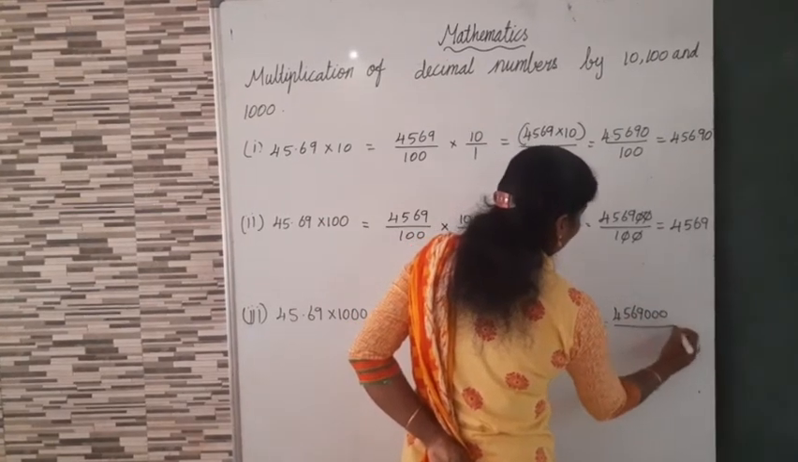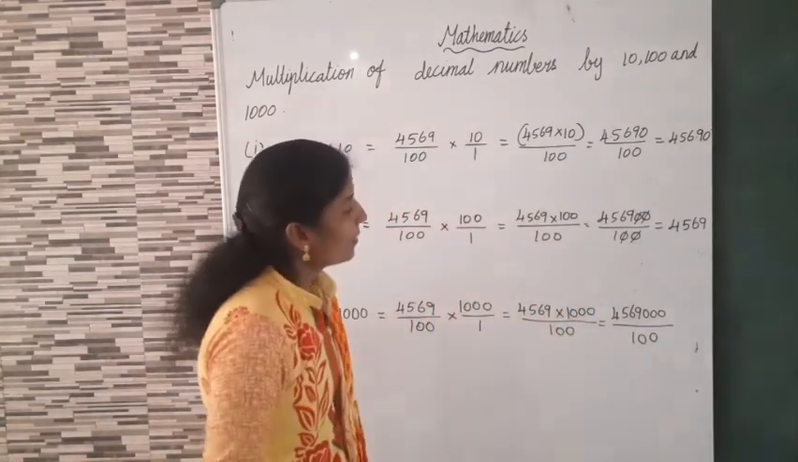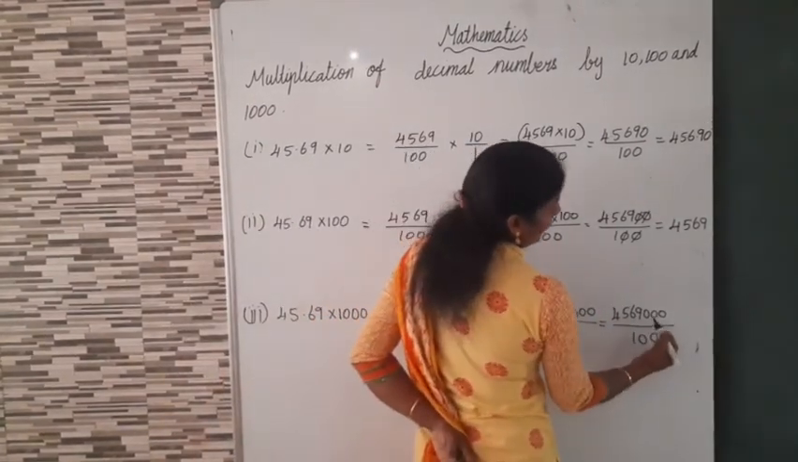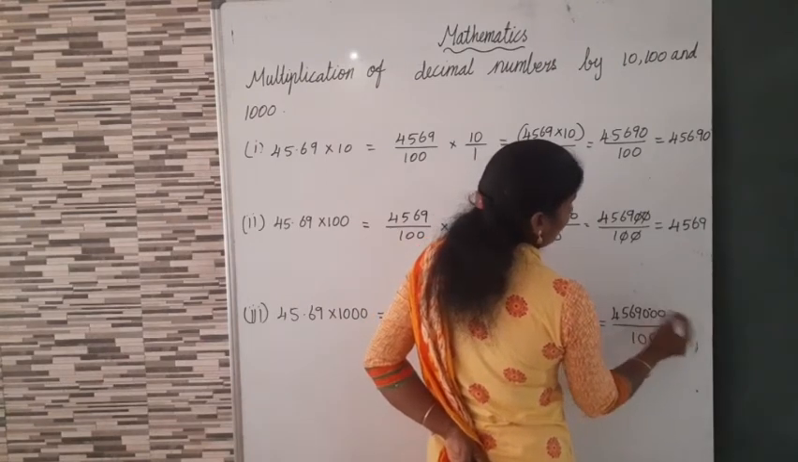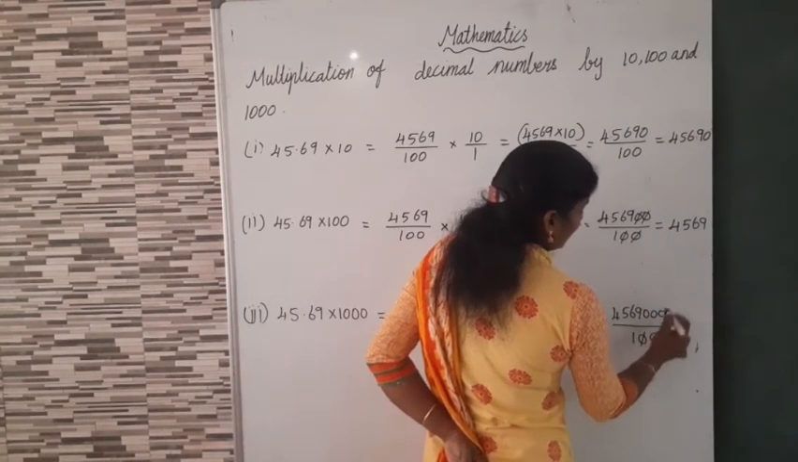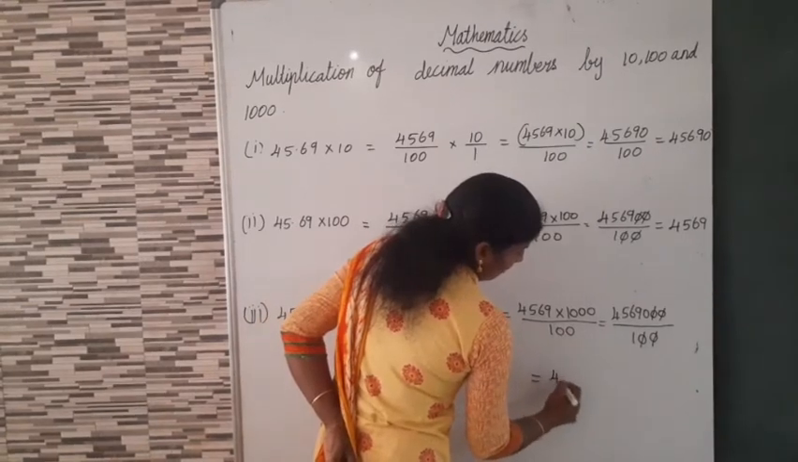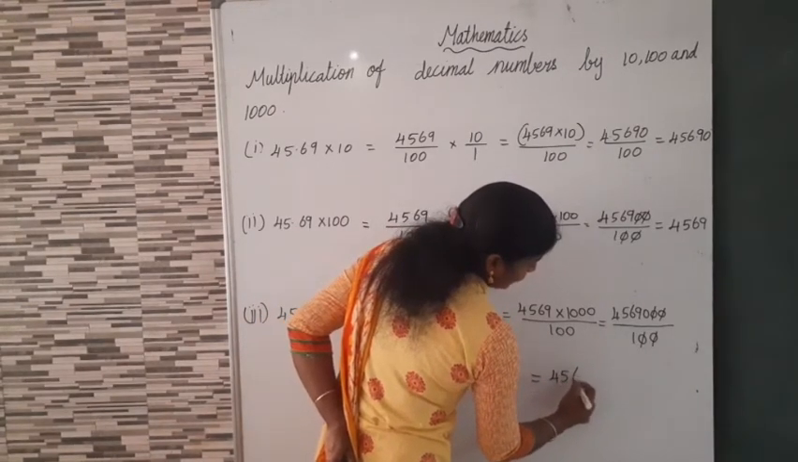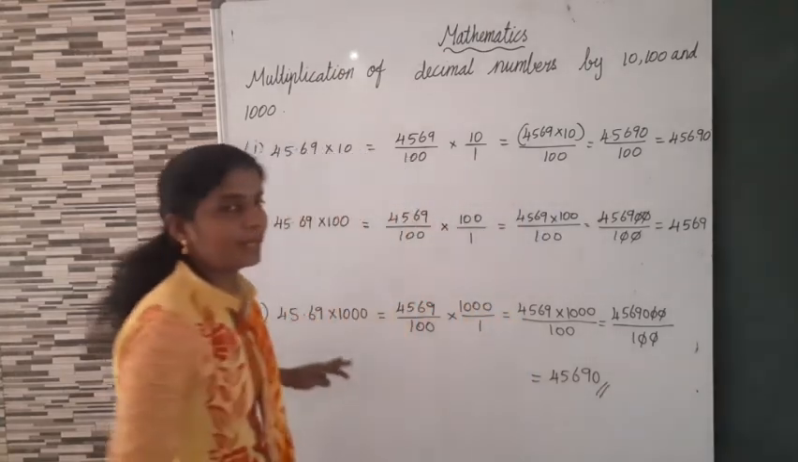4569000 divided by 100. Okay. Now we can put here the point, means after the point 0s have no value. So we can remove them. Otherwise we can cut these 0s. What's the answer remaining? 45690 is the answer. Clear?